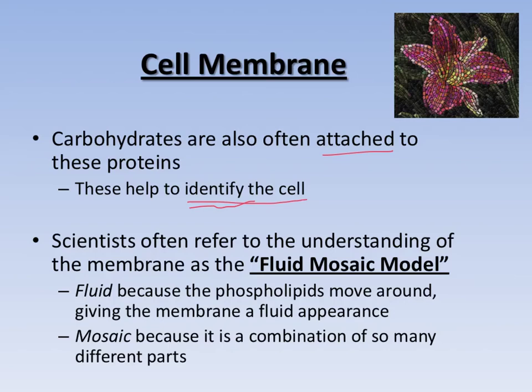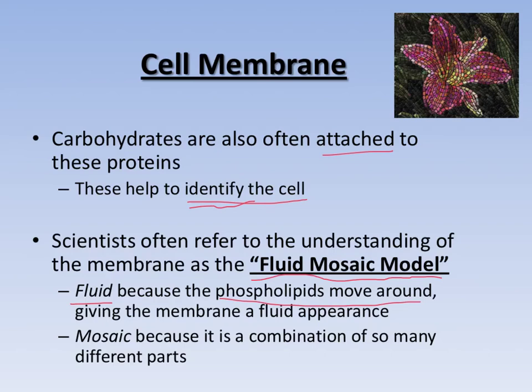Last little thing about cell membranes is that scientists often say that cell membranes follow the fluid mosaic model. This means that the membrane is fluid. So again, this is why we often see it drawn like this wavy ocean of lipids. And that means the phospholipids can move around. The membrane is actually a fluid structure, not a real solid structure.